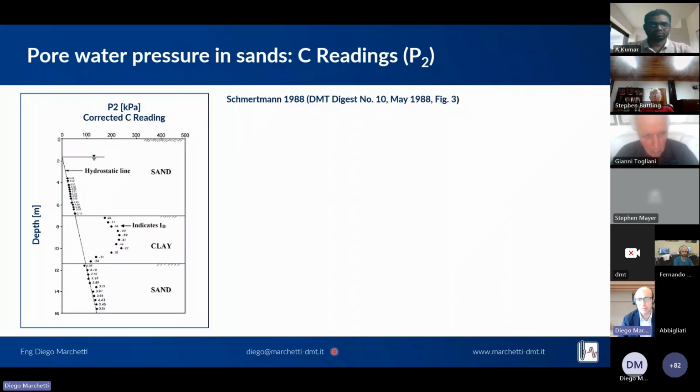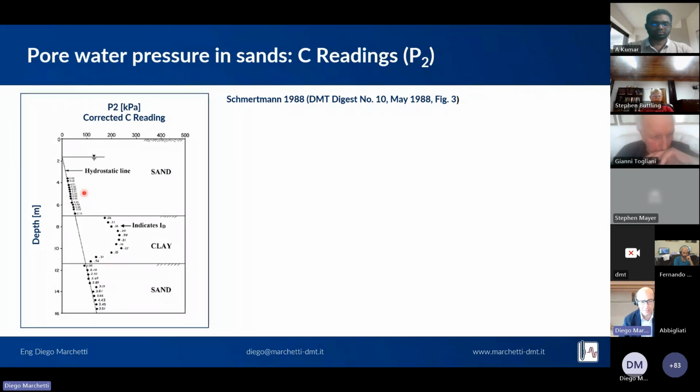Now let's look at the C reading. The C reading, we said, is the closing pressure of the membrane after it was expanded to B. So the first publication on the C reading was from Schmertmann in 1988. He observed in a test site where the water level was known to be at about 1.8, I see in this graph, and he drew the hydrostatic water pressure that you see with this line.